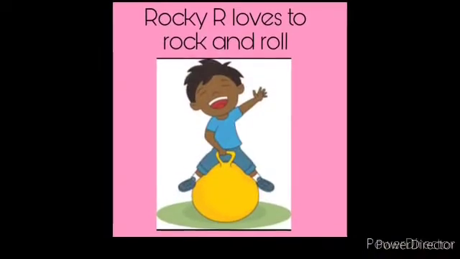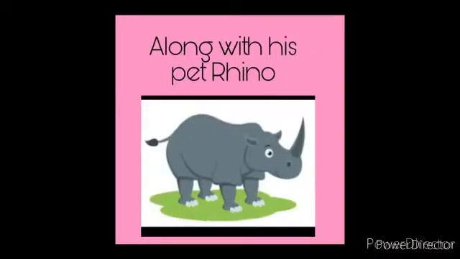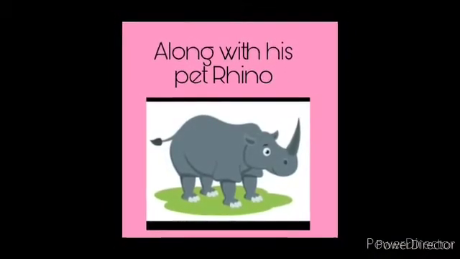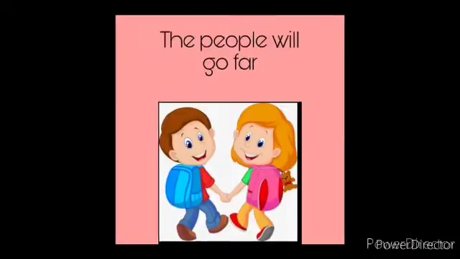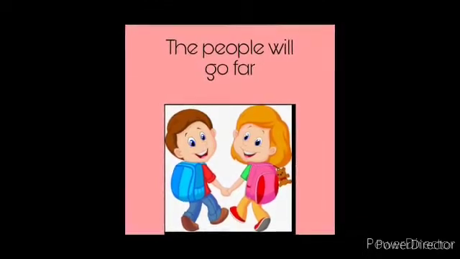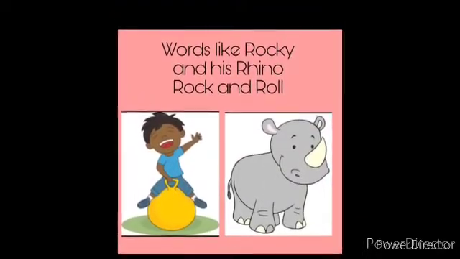And today we are going to revise alphabet R through a rhyme. Rocky R loves to rock and roll along with his pet rhino. For the words that start with R, the people will go far. Words like Rocky and his rhino rock and roll. R, R, R. And now we will do a fun activity of alphabet R.